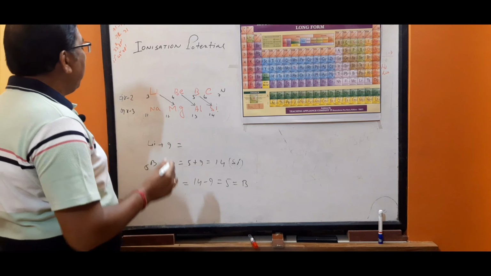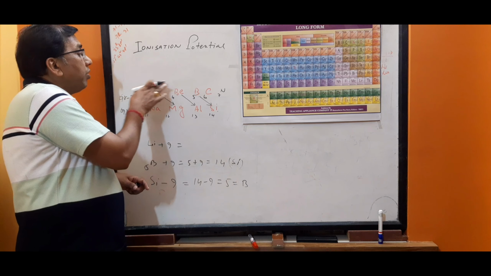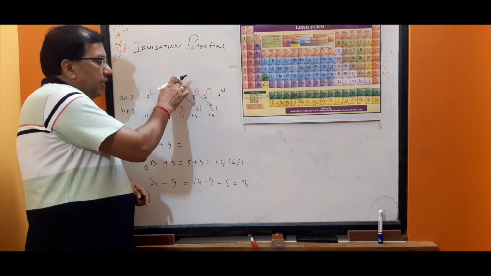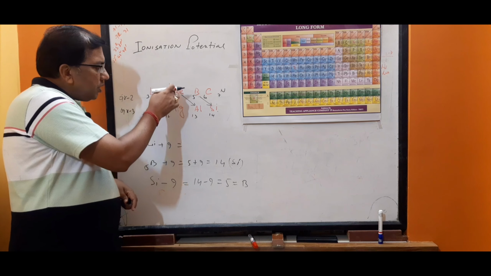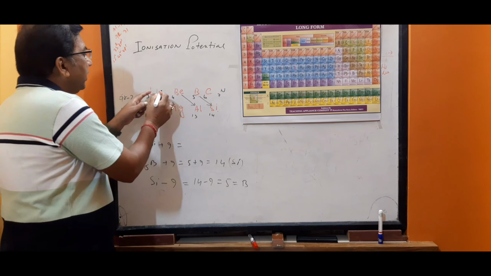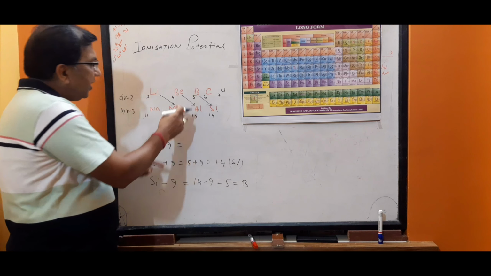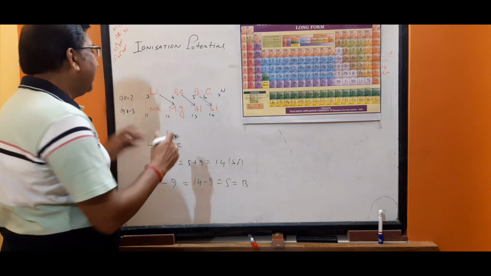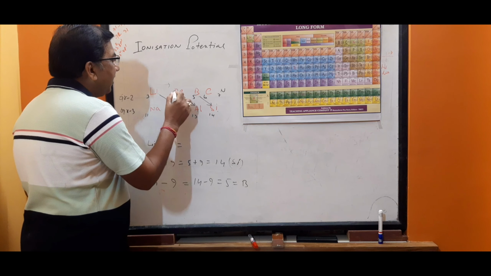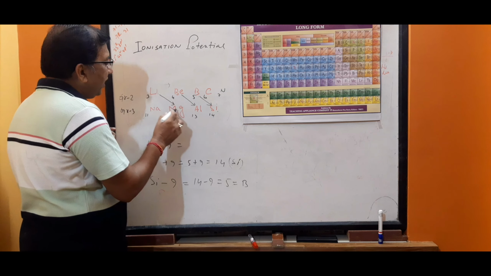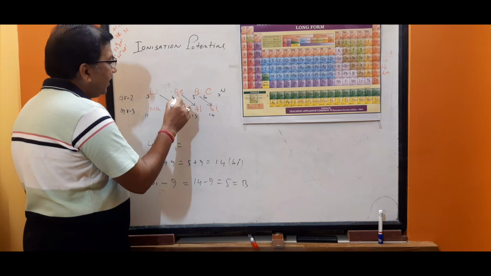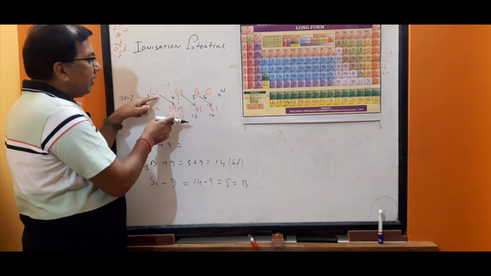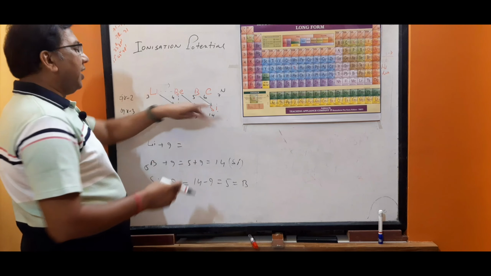What do you see? That there is a resemblance, and that is the diagonal relationship. Why? Going left to right, the property increases, and down the group the property decreases. So it increases, then decreases, so the ultimate value will be the same, constant. From here to here, it increases, then again decreases. So the ultimate value is the same. This is the diagonal relationship.